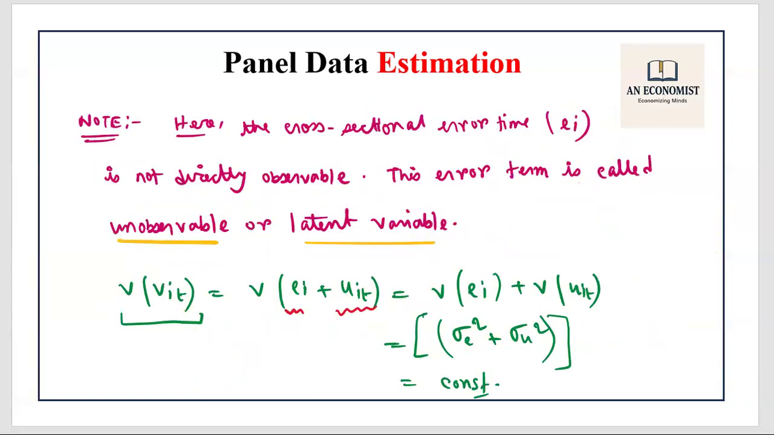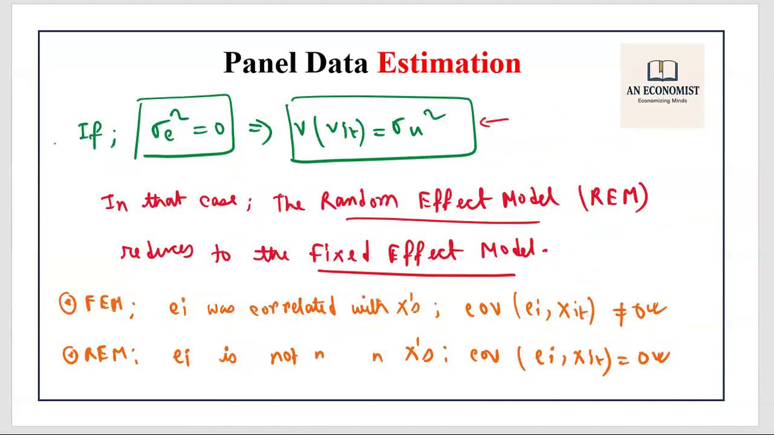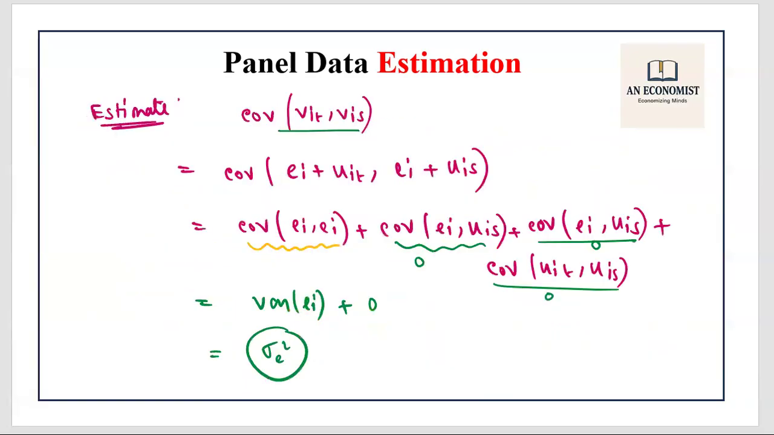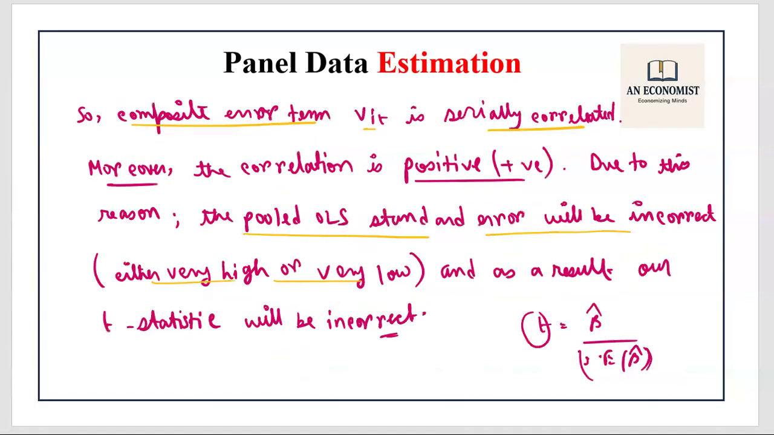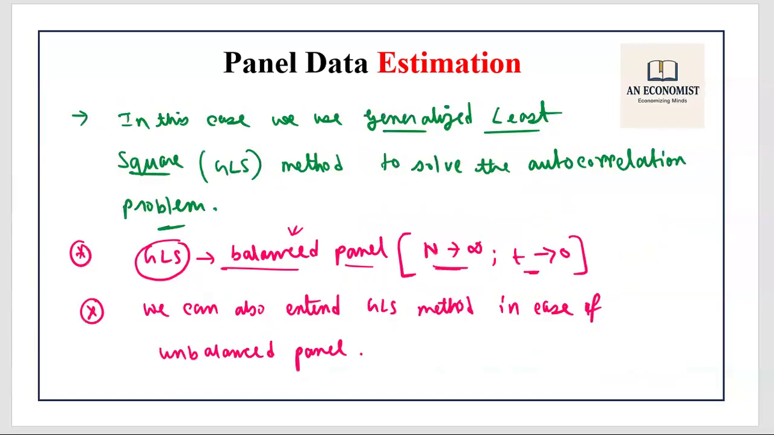Now, if you have that, you can find out the properties of this composite error term that we have defined. And we have said that if the sigma E squared is 0, then the random effect model boils down to the fixed effect model. Right? And then we tried to estimate using this model. The main problem that we faced is that we have found that the composite terms are serially correlated with each other, and that is true positive serial correlation. Positive correlation is there. If that is the case, pooled OLS method will fail because it will inflate or deflate the standard error.